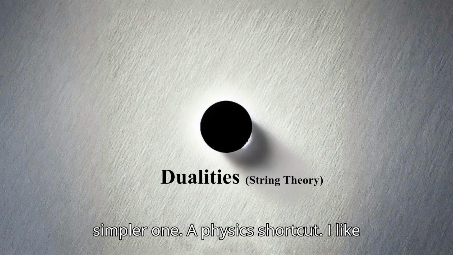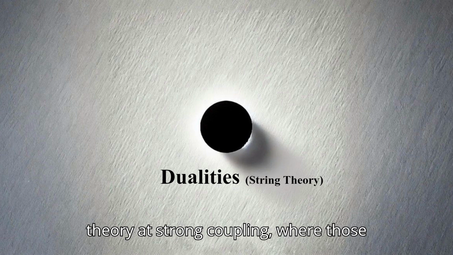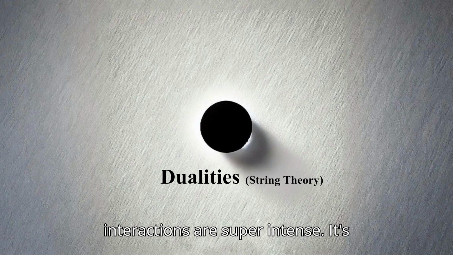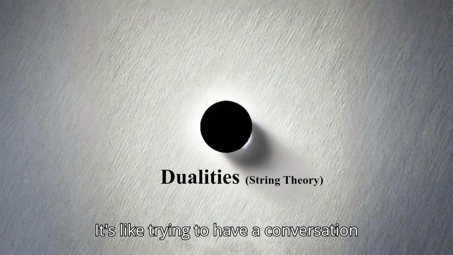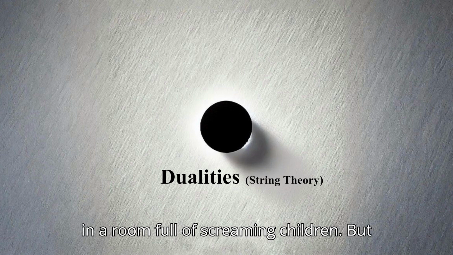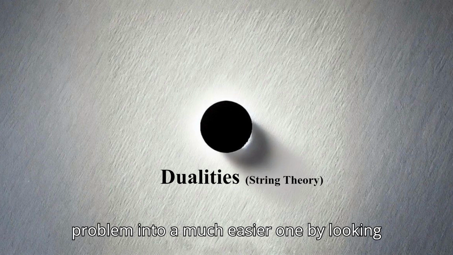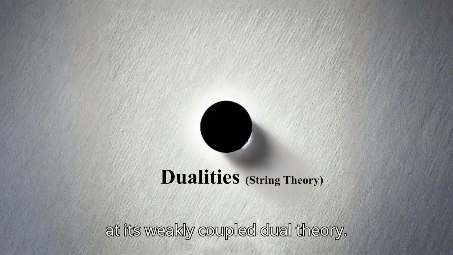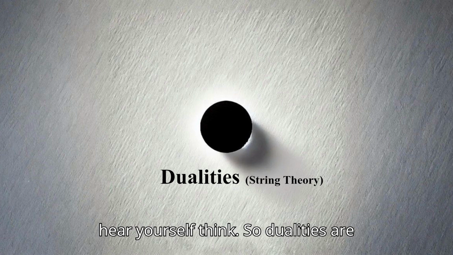A physics shortcut. I like where this is going. Tell me more. String theory at strong coupling, where those interactions are super intense, it's notoriously difficult to study directly. It's like trying to have a conversation in a room full of screaming children. But S-duality can sometimes transform that problem into a much easier one by looking at its weakly coupled dual theory. Suddenly, it's like those screaming kids have calmed down and you can actually hear yourself think.